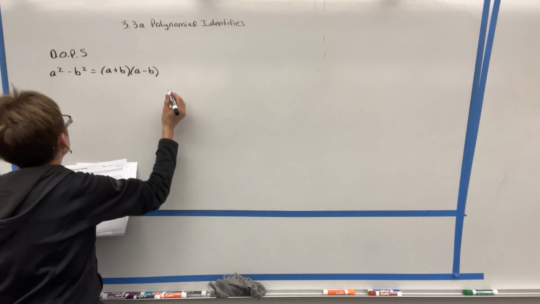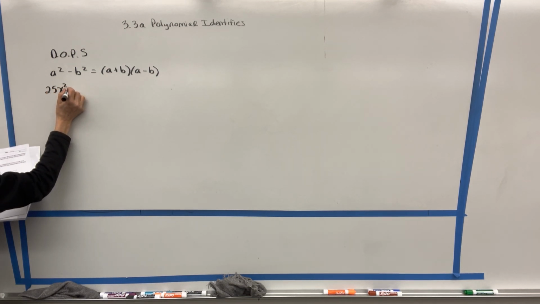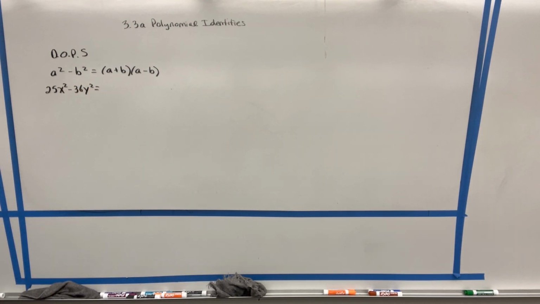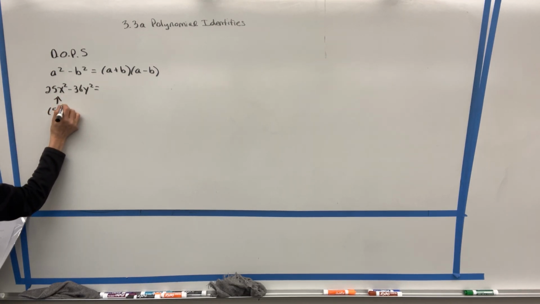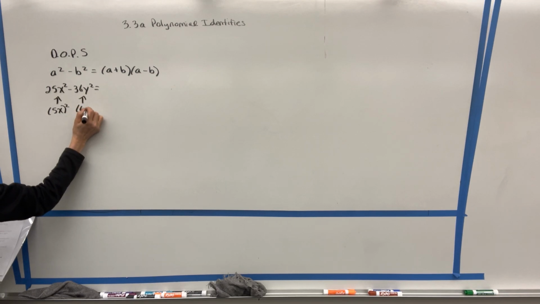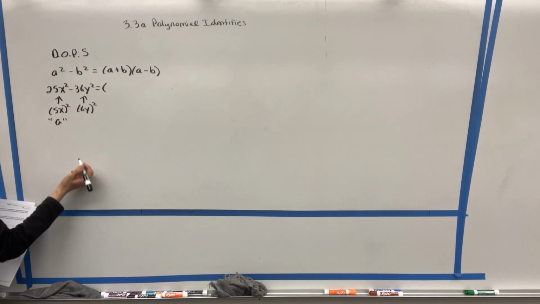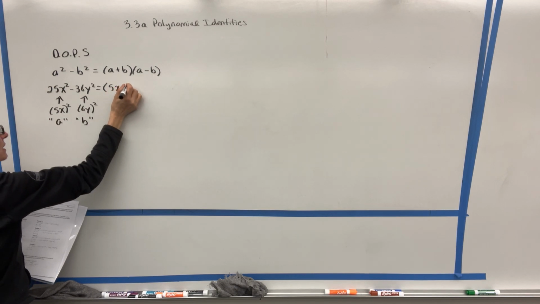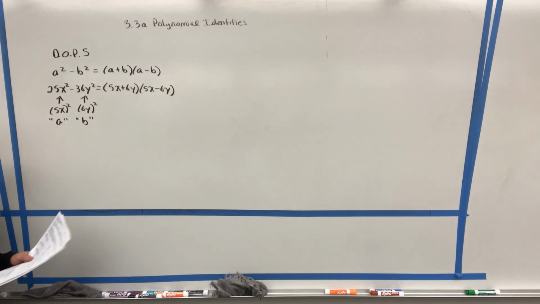For example, if I have 25x squared minus 36y squared, I can factor that if I first identify what is my a and what is my b. This would be 5x squared, and this would be 6y squared. Because my a is 5x and my b is 6y, I can rewrite this as 5x plus 6y times 5x minus 6y. And so I can use that identity to factor.